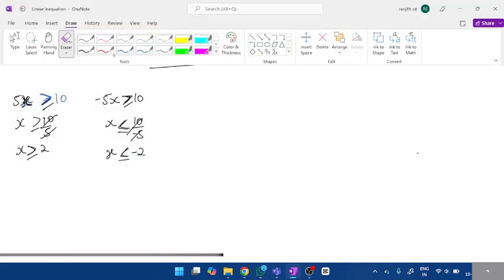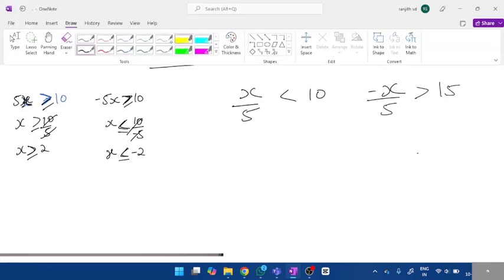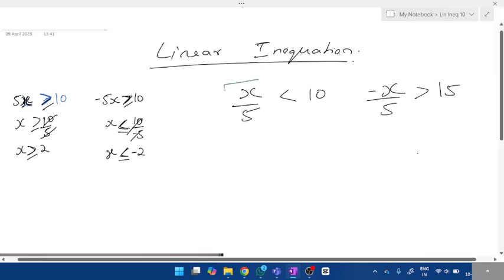For multiplication, and the other one is for division. X divided by 5 is lesser than 10. X minus x by 5 is greater than 15. Okay, look at this next question. What's the relation between x and 5 here? Which mathematical operation is used?